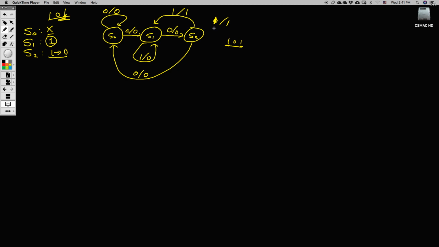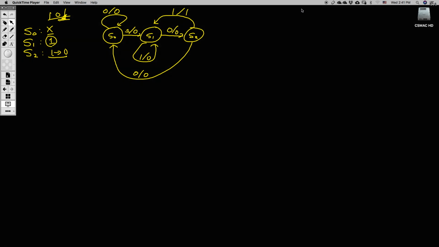So that is the state diagram constructed from the problem description. And the next step is to design a state table out of the state diagram.